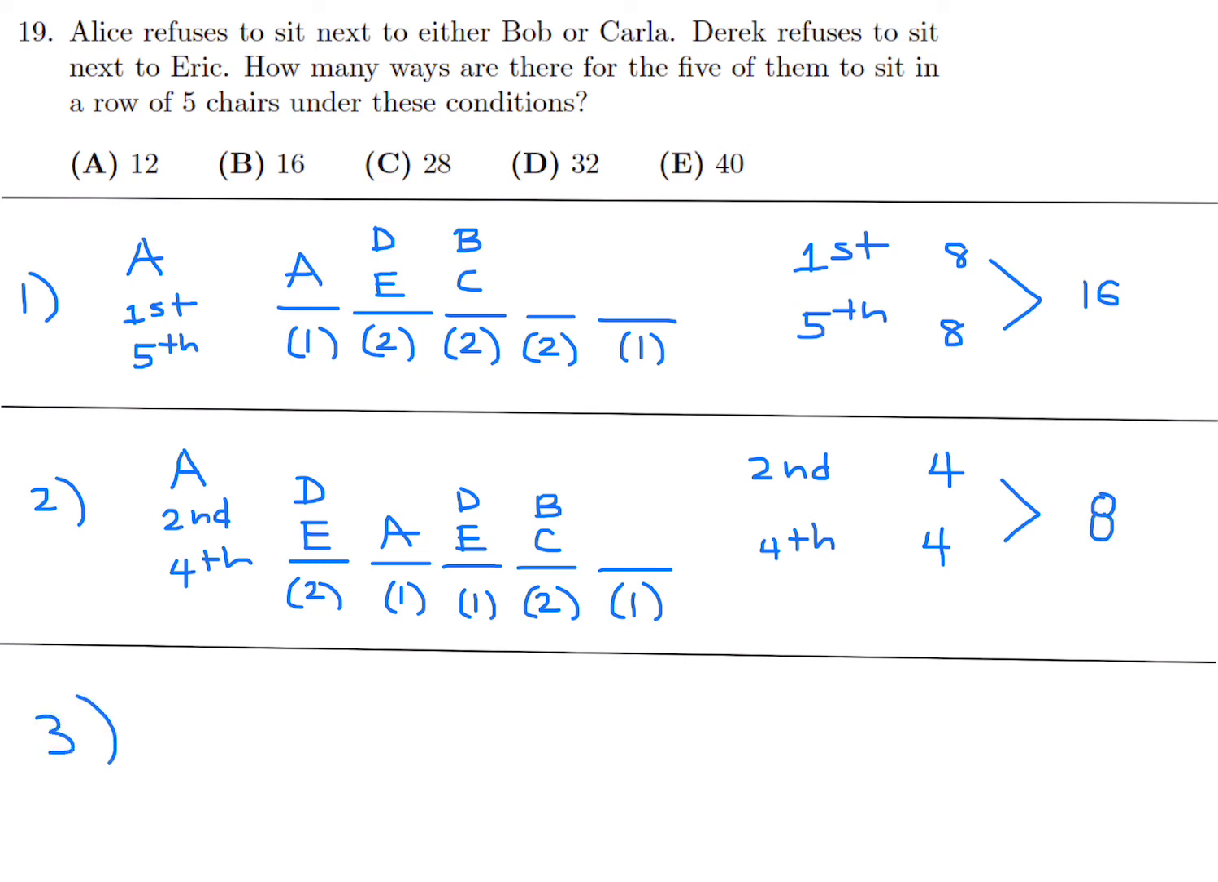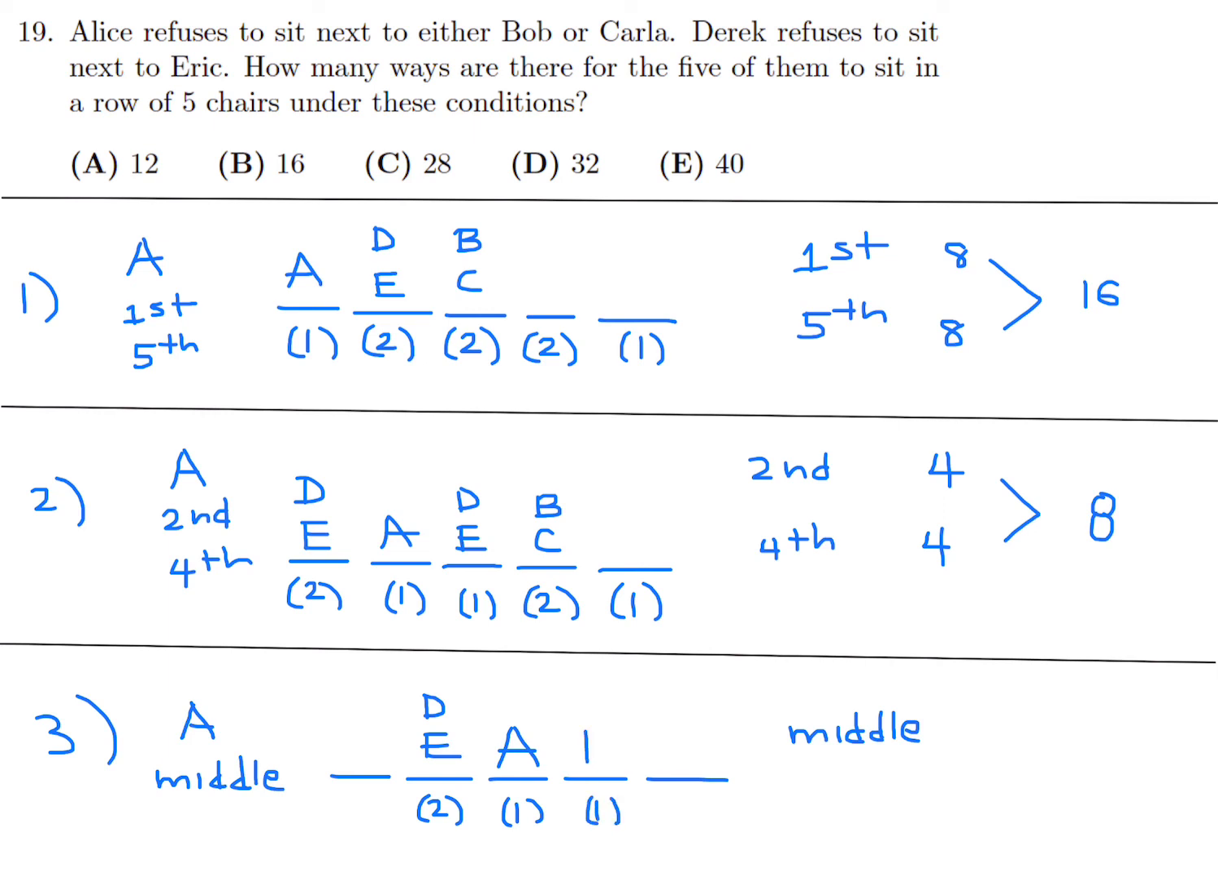Now the third and final is when she is in the middle, the 3rd spot. So if she's in the middle, what is the scenario? Okay, let's figure this out. She goes there. Well, again, because she can't be put next to Bob or Carla, this has to be either D or E. So you got 2 choices there, 1 choice there, and then 1 choice here. If I put D here, I put E here. If I put E there, I put D there, that kind of thing.